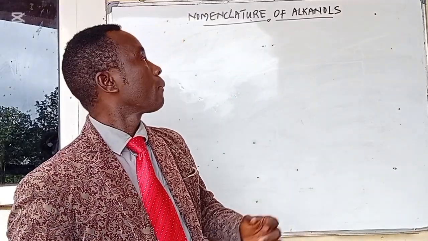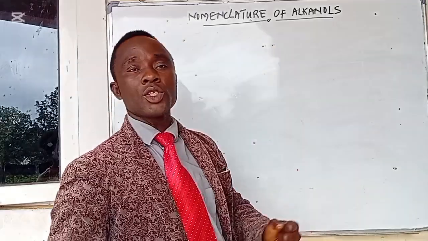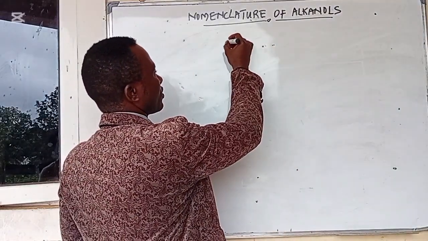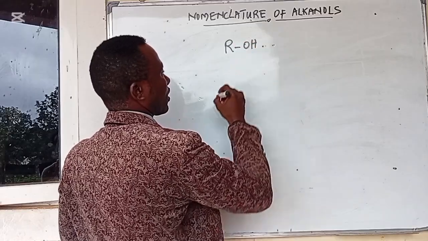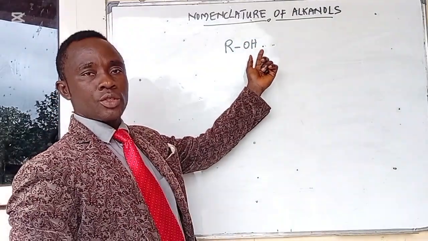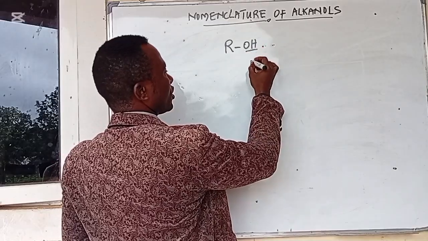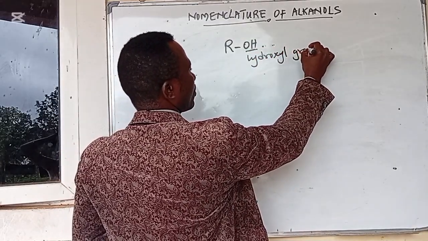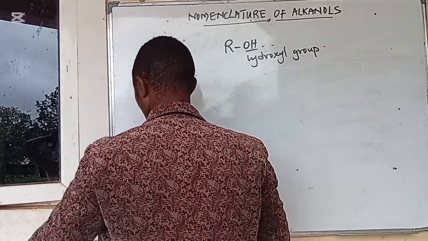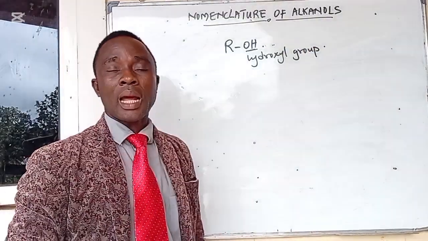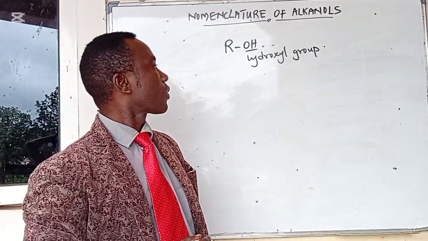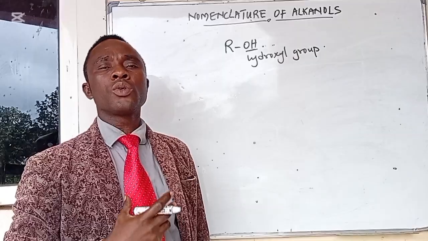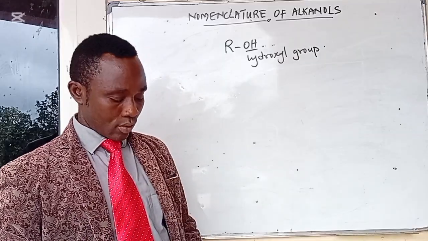In my class today, I'll be taking you on nomenclature of alkanols. Alkanols are compounds with the general molecular formula ROH. This OH is called the hydroxyl group. So this hydroxyl group determines the chemical formula of alkanols. In the class today, I'll be showing you how to name alkanols.